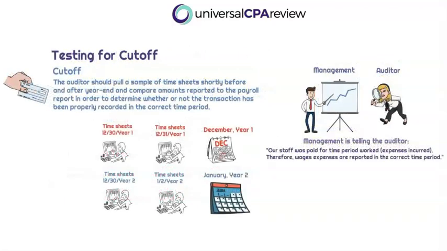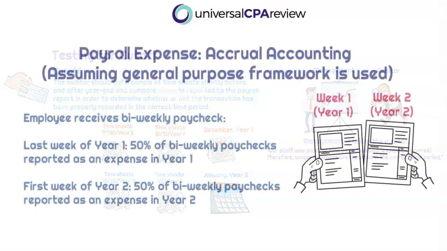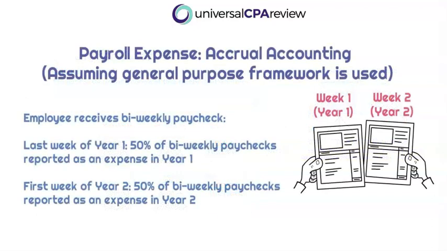So when it comes to cutoff, we already know that we're ensuring that everything is reported in the correct time period. Okay, so simple enough. But more importantly, what documentation is the auditor going to be looking at when ensuring that payroll expenses are reported in the correct time period? So we're going to be comparing the amounts that management is reporting to what is actually being stated in the payroll report, and this is going to allow us to determine whether or not the transaction has been properly recorded in the correct time period.